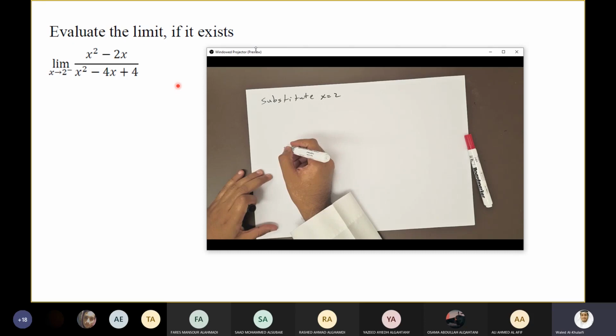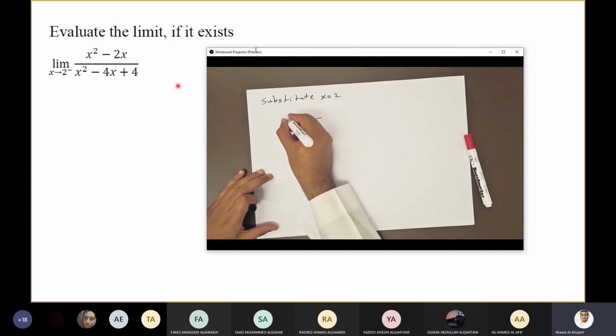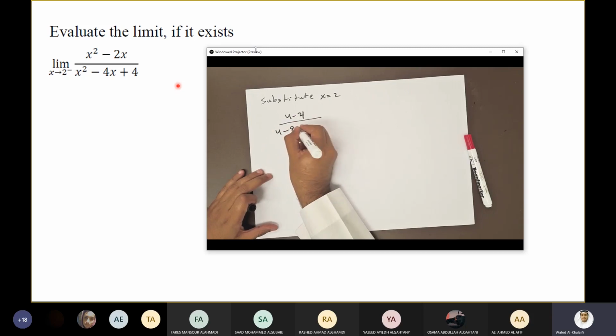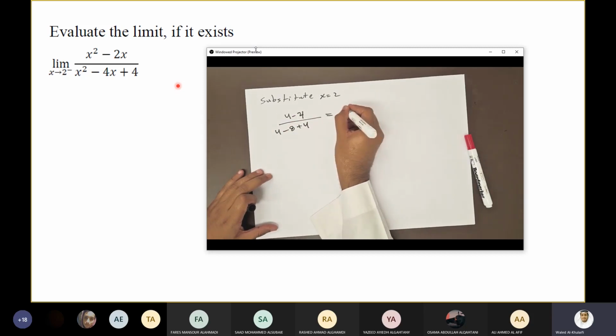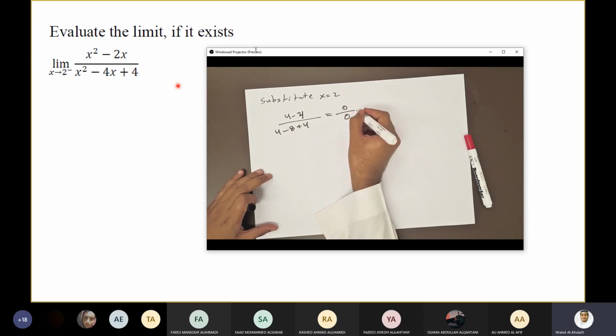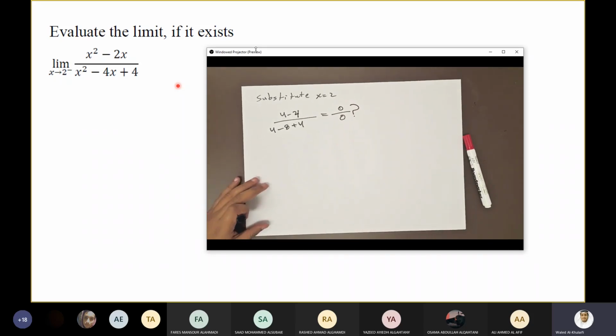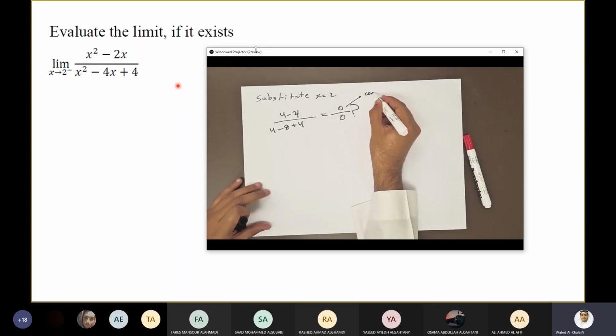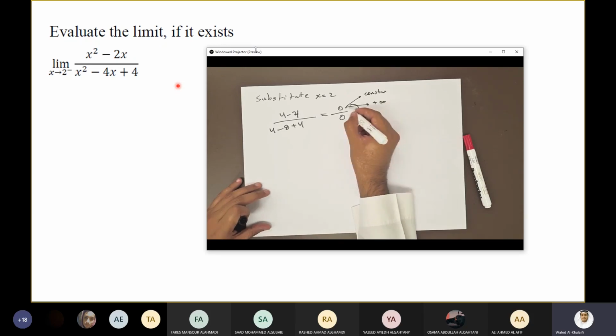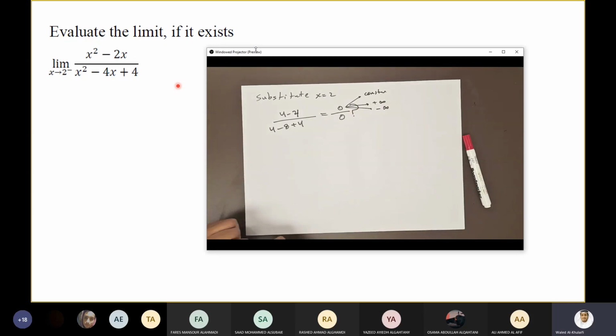When I substitute x equals 2, here it will be 4 minus 4 over 4 minus 8 plus 4. But this will give me 0 over 0. So I have the expression 0 over 0, and I'll put a question mark on that one, because I don't know what this will give me. In some cases it will lead to a constant number, in some cases it will lead you to positive infinity, in some cases negative infinity. We have examples actually of each one of them.